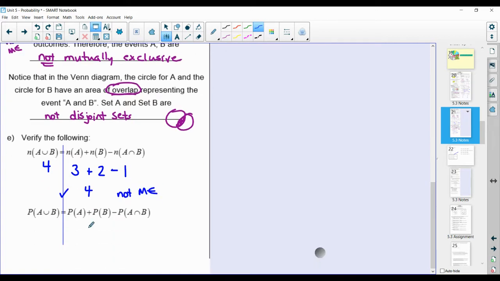We can again look at the probabilities. The probability of A or B was 2/3. The probability of A was 1/2. The probability of B was 1/3, and the overlap was 1/6. So it's the probability of A plus the probability of B minus the overlap, and that gives us 2/3. So again, not ME.